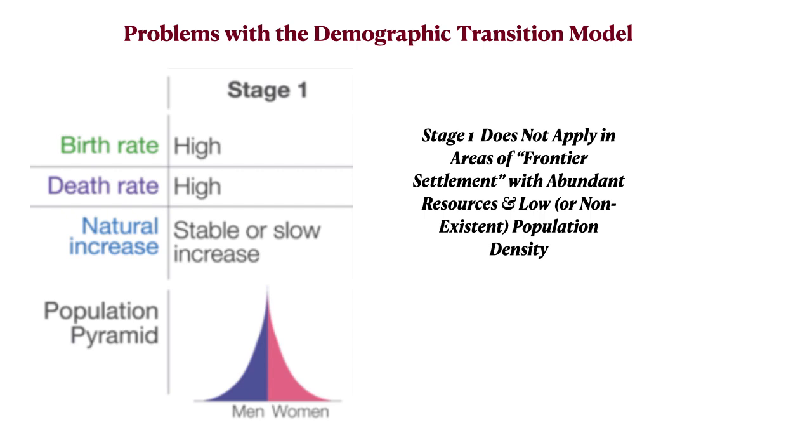So stage 1, supposedly characterized by high birth rate, high death rate, stable or slow population increase. Well, I won't argue that the societies before modern times were generally characterized by high birth rates and death rates. That's undeniable. But the stable or slow increase did not apply everywhere. It certainly did not apply in areas of frontier settlement with abundant resources and low or non-existent population density.